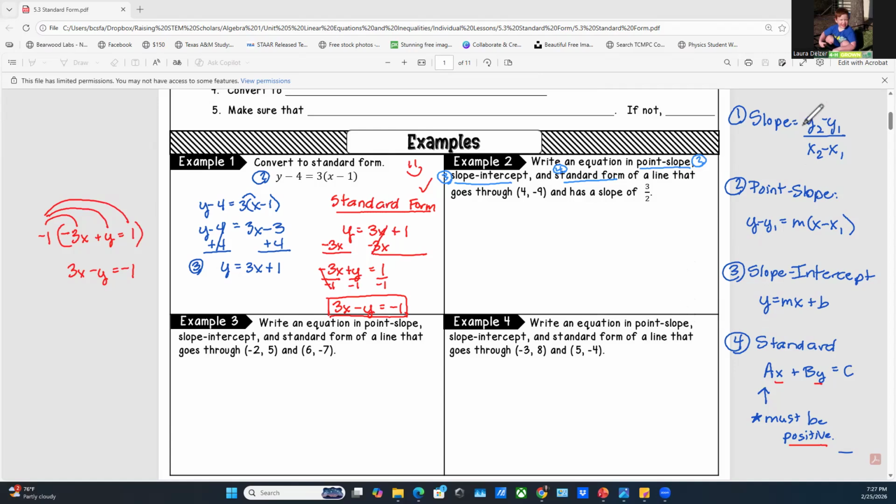We don't have to use the slope one yet because they gave us slope. Thank goodness. Okay, so our point slope, we're going to start here with point slope.